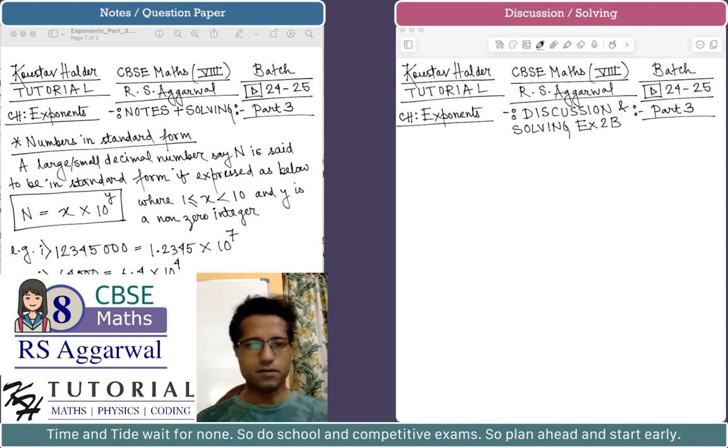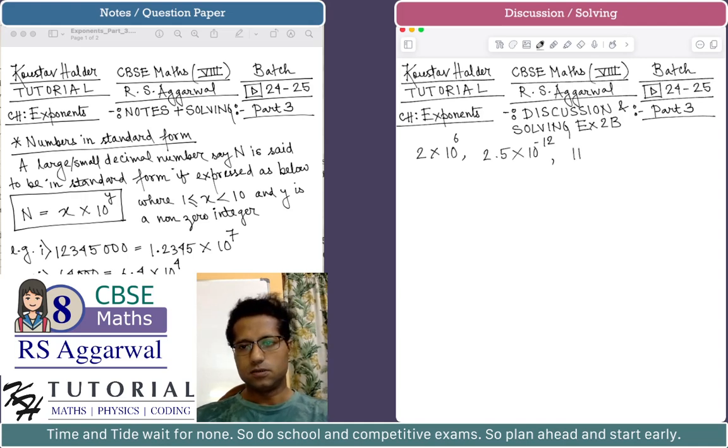As an example, a number in standard form could be 2 multiplied by 10 to the power 6, or it could be 2.5 multiplied by 10 to the power minus 12. So the power y can be a positive or negative integer, but x has to be a decimal number greater than or equal to 1 and less than 10.